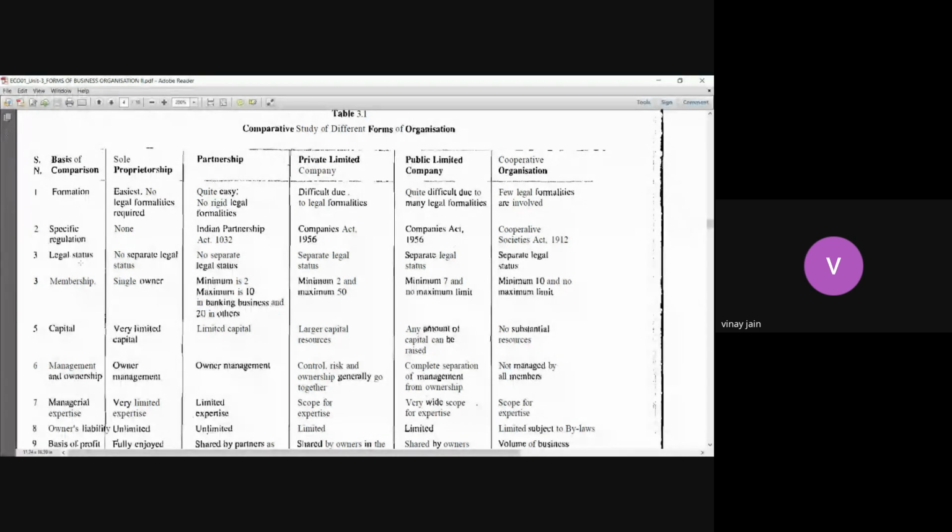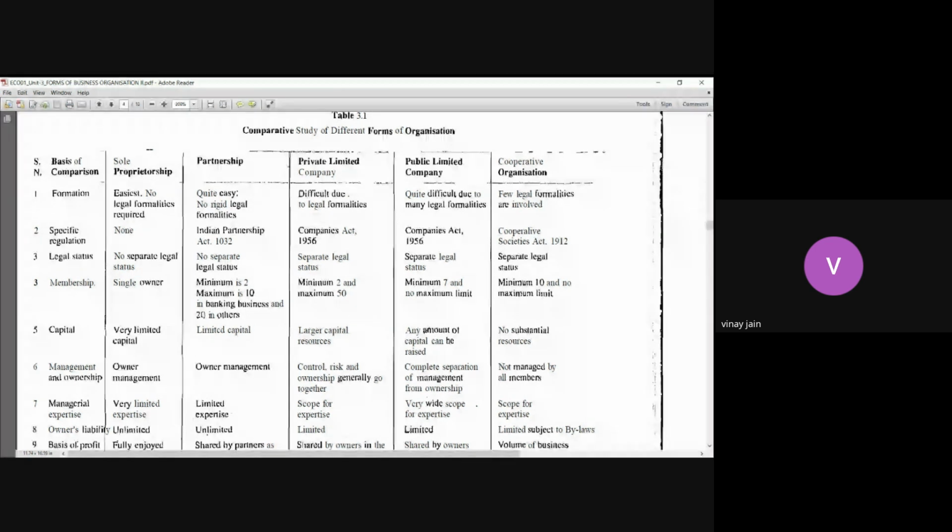Legal status, if we talk about, no separate legal status is there under sole proprietorship. And under partnership, we have no separate legal status. And for limited company, we have separate legal status. And for public limited company, we have separate legal status. For cooperative organization, we have separate legal status. Now, while we are talking about the membership, guys, this is the fourth one.